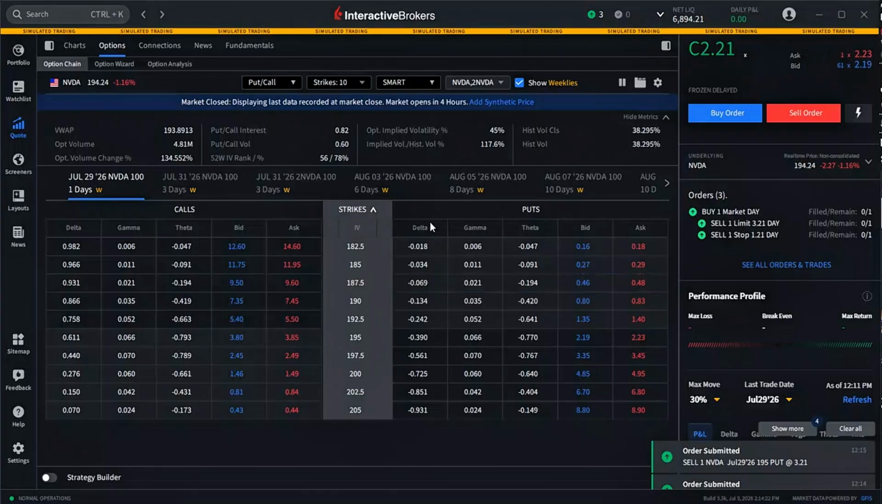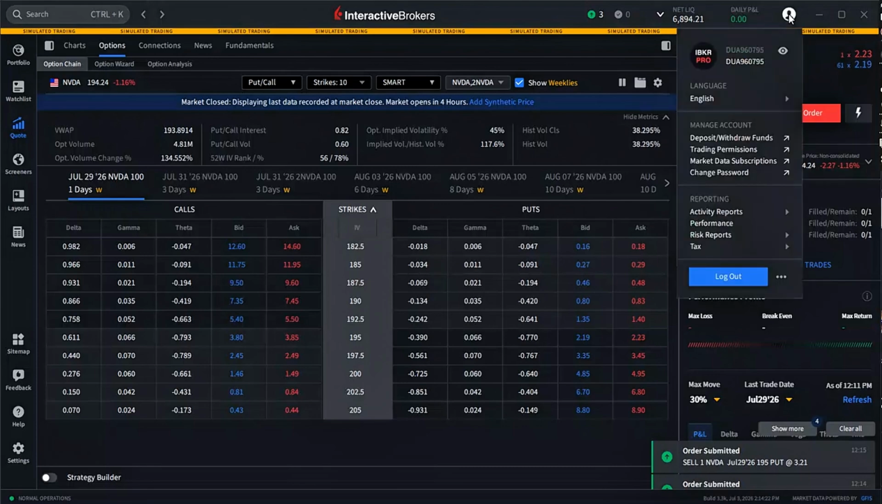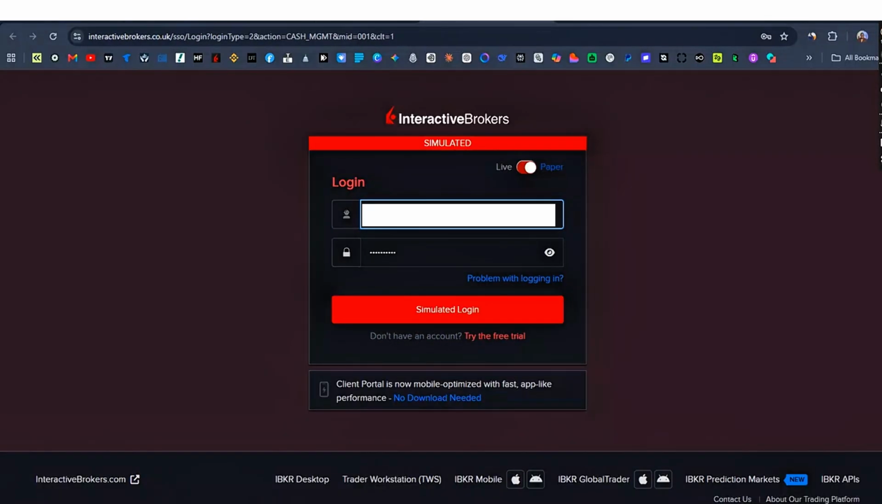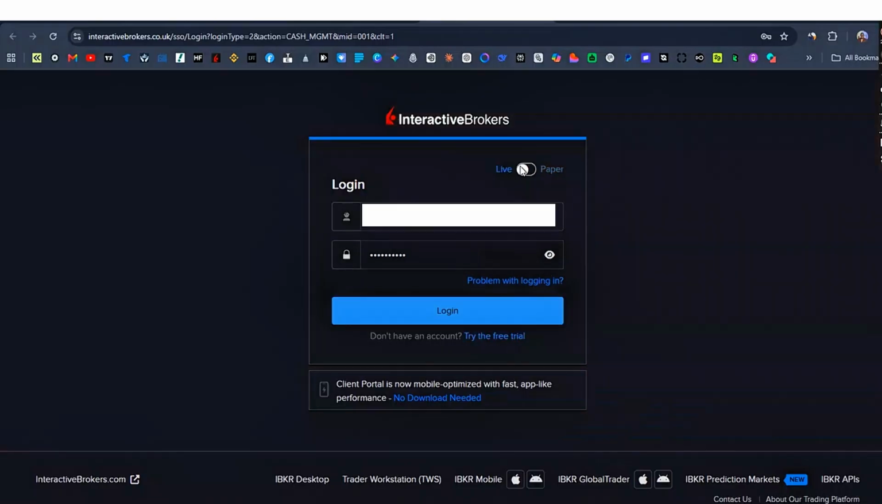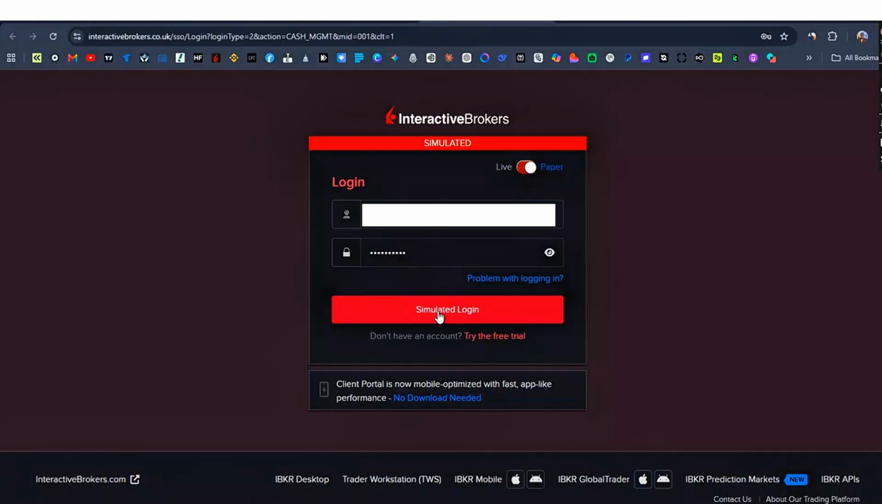Now I want to show you how you can read your IBKR account statement. It's very simple. This is a shortcut that you can click. You can just click on your icon over here and click on deposit withdraw funds, which is going to take you to your IBKR account web page. Just enter your username or account. Make sure you're in live, because it gives you an option to choose whether you want live or paper. Of course your paper doesn't have your account statement, so you want to go with live. But for this tutorial, I don't want to reveal my account statement, so I'll go over to paper and click on simulated login.